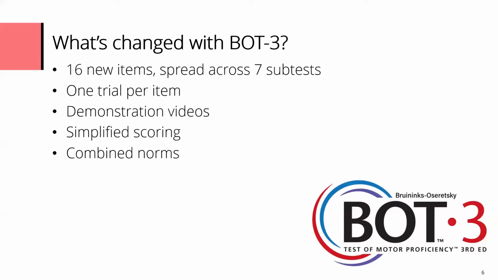And then speaking of norm tables, we have far fewer norm tables in the back of the manual, as the BOT-3 only provides combined norms rather than separate male and female norms. Again, this decision was made after careful analysis of the data. And so this should make navigating the tables and scoring the test significantly easier for you. And then also when you have to carry your kit around from place to place, this is really good news because the manual is now thinner and lighter because we got rid of so many tables.